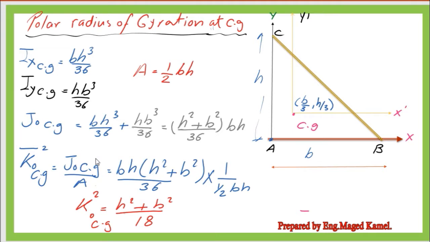So at the end we can get the k squared, or radius of gyration, for the polar radius of gyration, taking J naught at CG divided by the area. We get bh multiplied by h squared plus b squared over 36, divided by the area, which is 1/2 bh. We have k squared naught at CG equal to h squared plus b squared divided by 18.